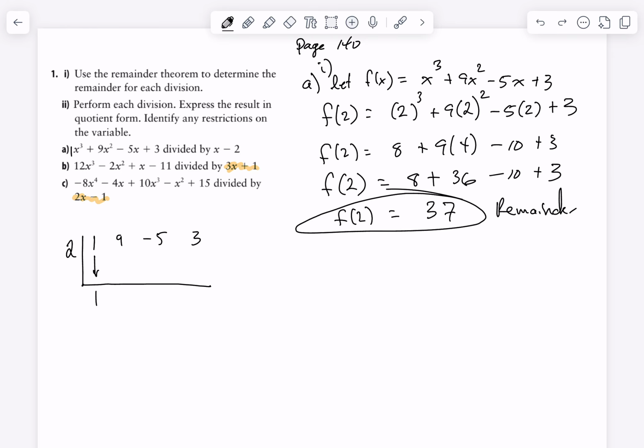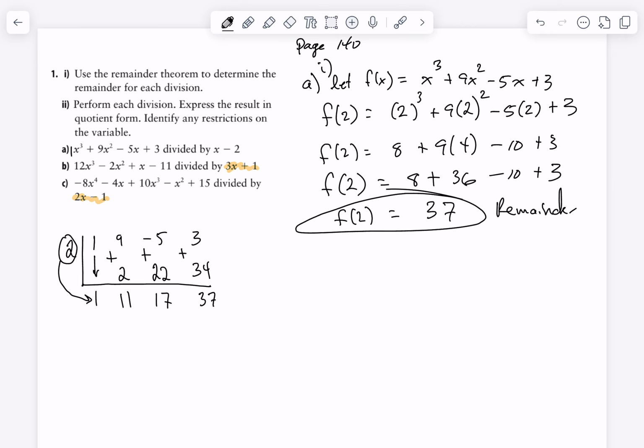So I'm taking the side number, multiplying it by the bottom number, and putting the result here. So this is going to be 2. Then I add to find the next number, so this is going to be 11. Then you repeat the process until you're done. 2 times 11 is 22; if I add those together, I get positive 17. 2 times 17 is 34; if I add them together, I get 37.